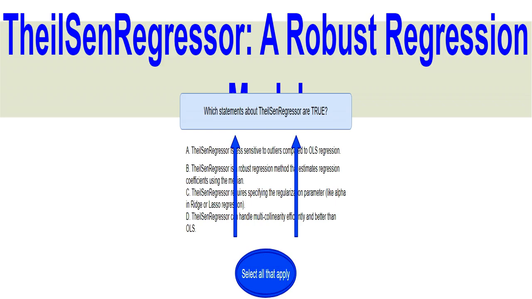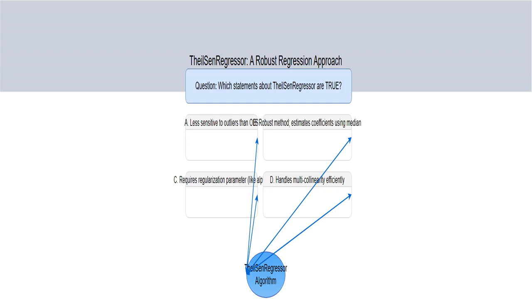This is the title describing the central topic of the quiz, TheilSenRegressor. Let's get to work and understand its properties. I'm introducing TheilSenRegressor, a type of regression that's especially good at handling data points that are way off from the rest, outliers. It uses a clever method to deal with these outliers, making it more reliable than some other approaches.